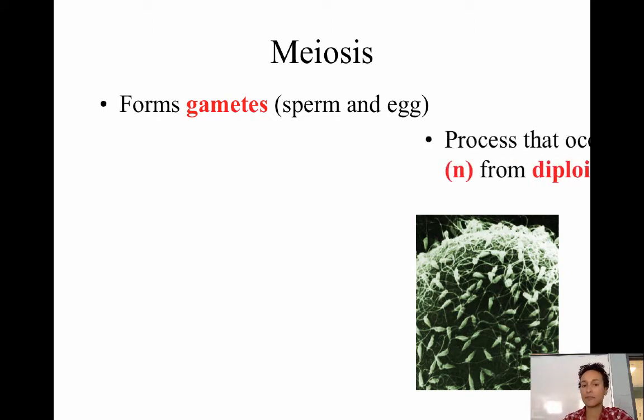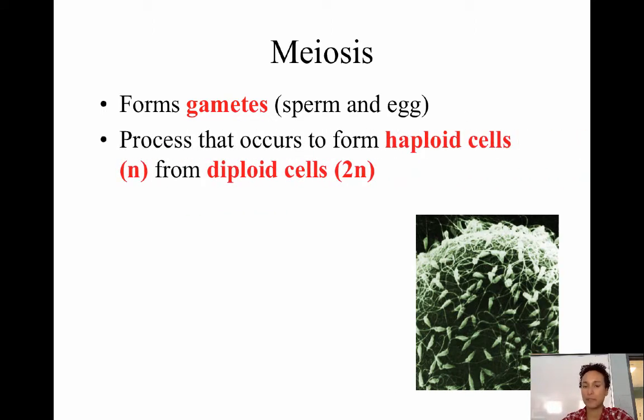Gametes are a little bit different. They're what we call haploid cells. Haploid cells, you can think of it like hap as in half. They actually have half the amount of DNA, or only one set. So when you see that N, think about it talking about a set of chromosomes.